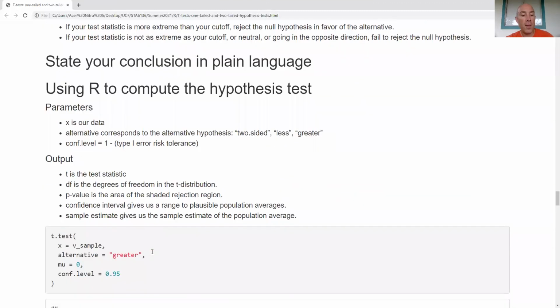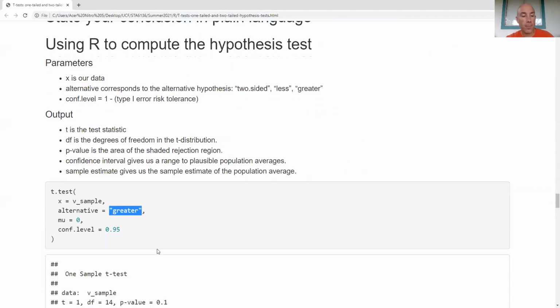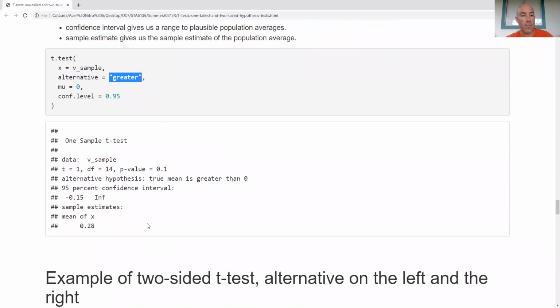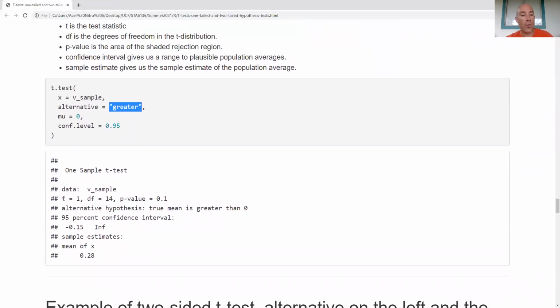Now for the t-test in R, it's the same thing as what we did before, but I put the alternative as greater. And here we get our results. t is rounded off to 1 for our test statistic. Degrees of freedom is 14 because we have 15 data points. That's the p-value we get. That is the area under the curve where the boundary is the test statistic. And we get a 95% confidence interval. Notice it's a one-sided test, therefore it's a one-sided confidence interval. And here's our point estimate.